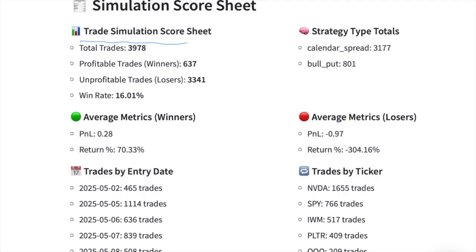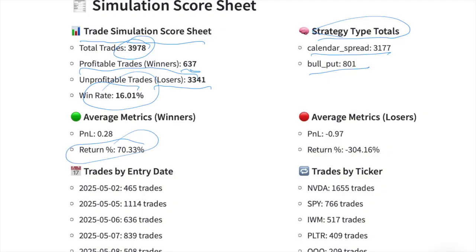And so we simulated 3,900 trades. These are calendar spreads and bull puts. There are other strategy types that we could use. There were 637 profitable winners. The unprofitable trades were 3,300 of them. So we had a win rate of 16%. The few winners we had a return of 70%, and the losers lost about 300%.